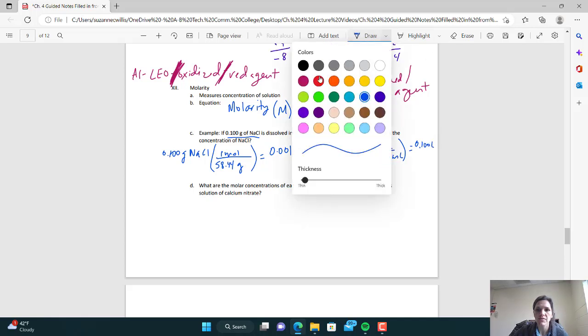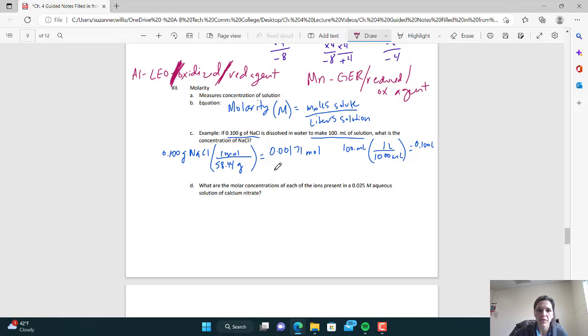And then to actually find molarity, we can pick up with those numbers. So molarity is our moles that we calculated divided by our liters. And we get 0.0171 molar. So you see how we just used the capital M? That tells us that many moles of NaCl is dissolved into 1 liter of solution. That's the ratio.